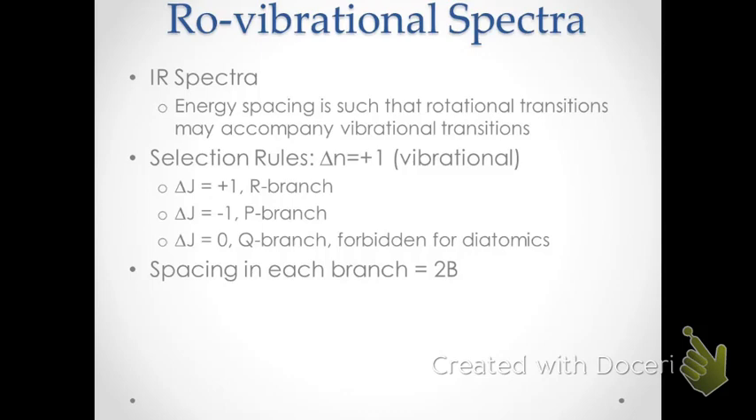Now, if we go back and compare this to rotational spectroscopy, we'll find that just as was the case in rotational microwave spectroscopy, the spacing between the lines in the spectrum within each branch, the P and the R branches, will be equal to 2B, and the spacing between the P and the R branches is equal to 4B, B being the rotational constant.